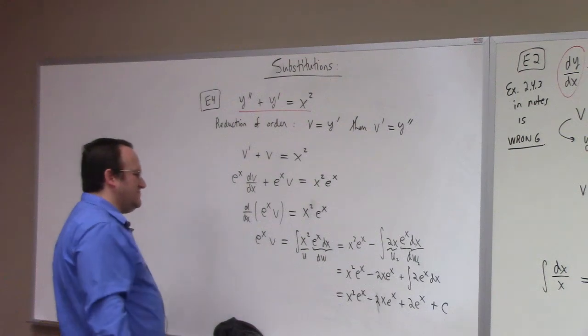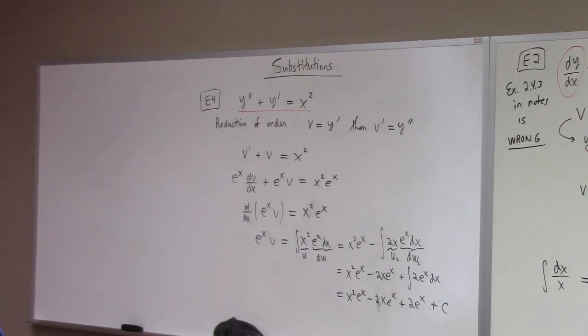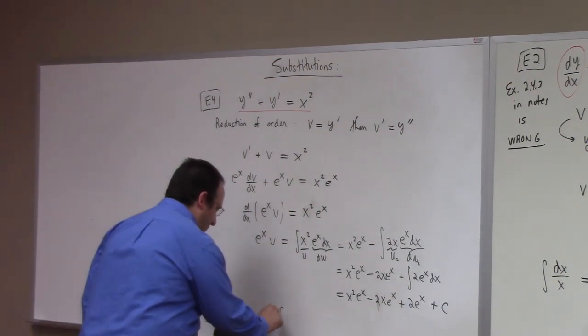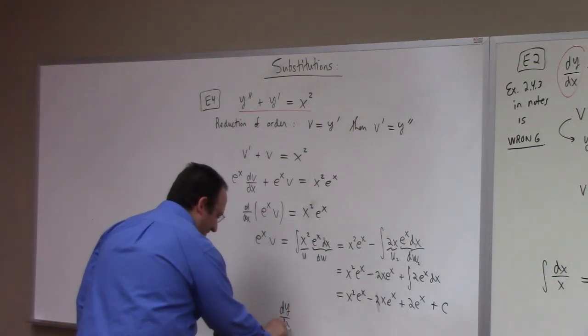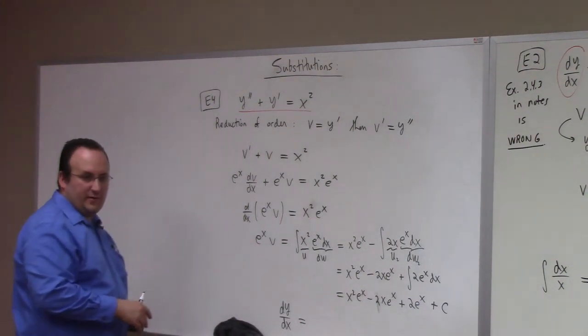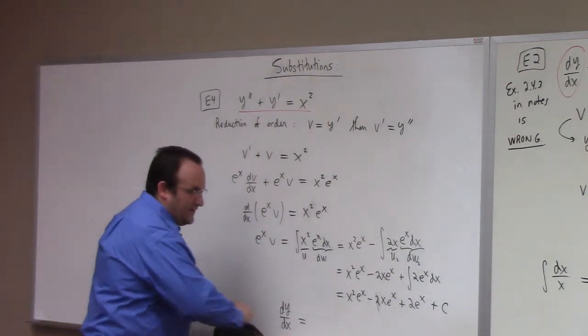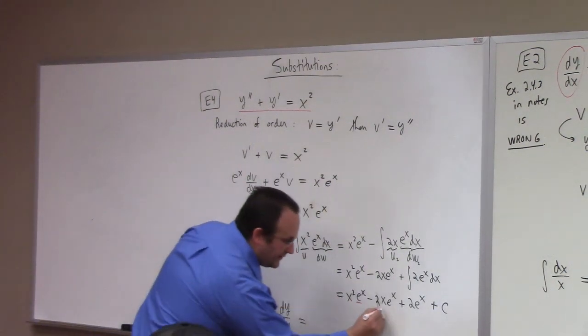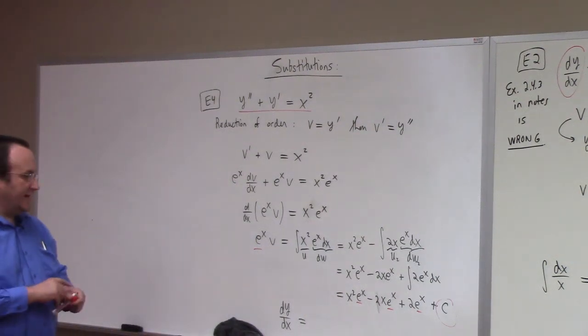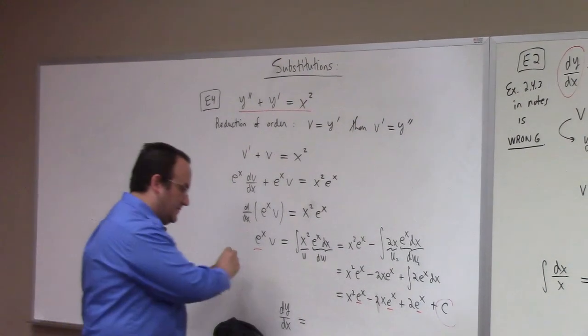Well, that was unpleasant. Why did I do that? Anyway, what was v? I forgot already. Oh, v was dy dx. So we got dy dx, right? You notice that there's an e to the x almost everywhere here. You have e to the x here, here, here, here, just not there. So we can divide by e to the x, and when we do that, that brings us to dy dx equals to what?